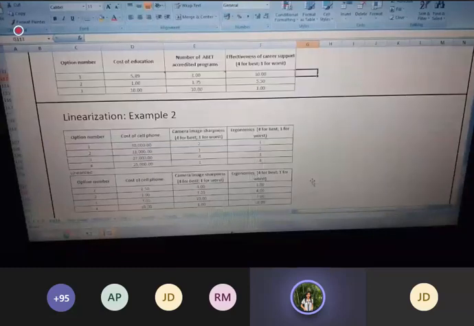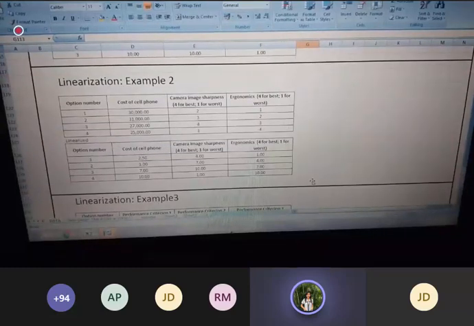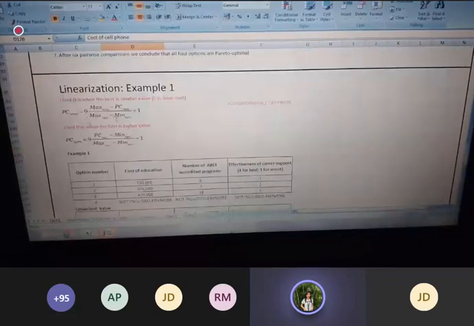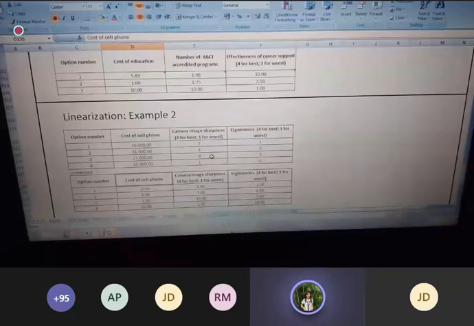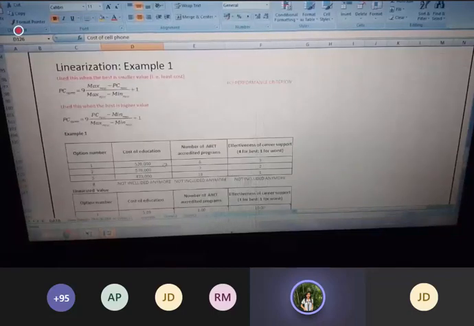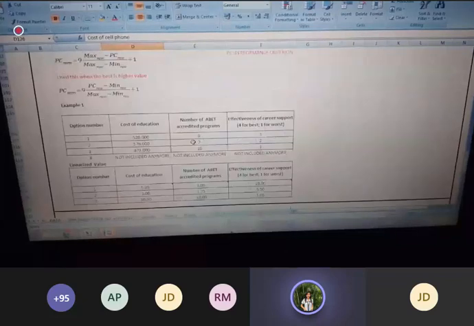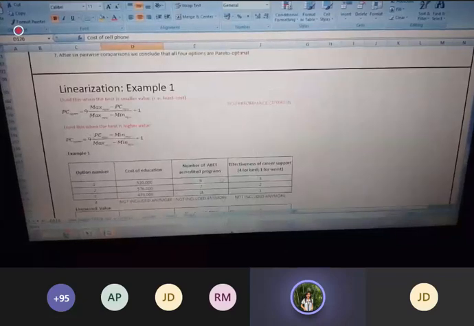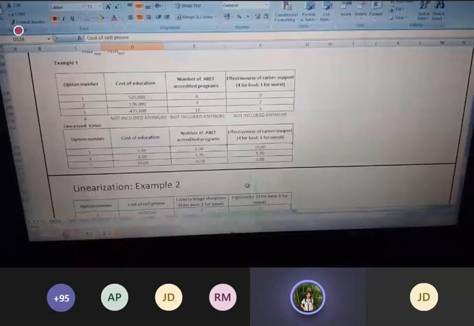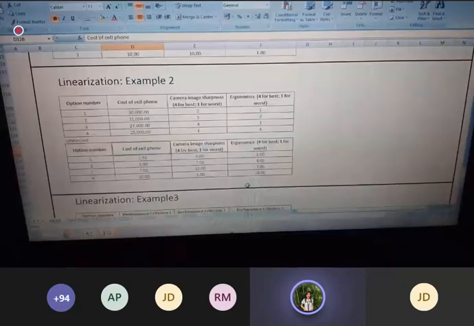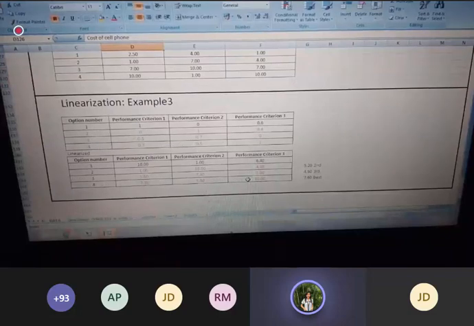Okay, for our example number 2, again, for the cost of the cell phone, we'll use the equation for when the smaller value is the least cost. For the camera image, the higher value is the best, so we use this one. Again, for the ergonomics, it is this one. The same with example number 3, and so on and so forth.